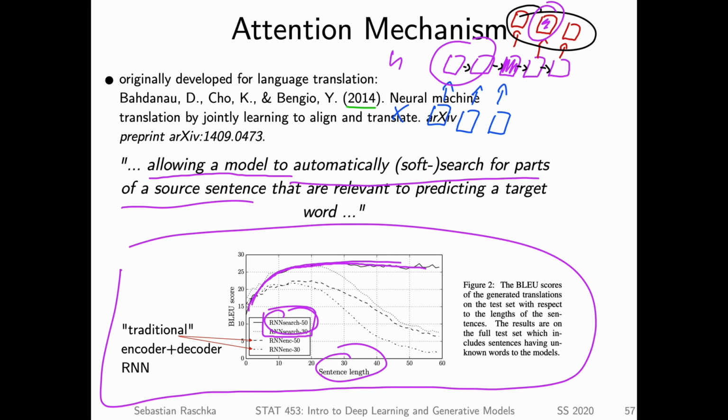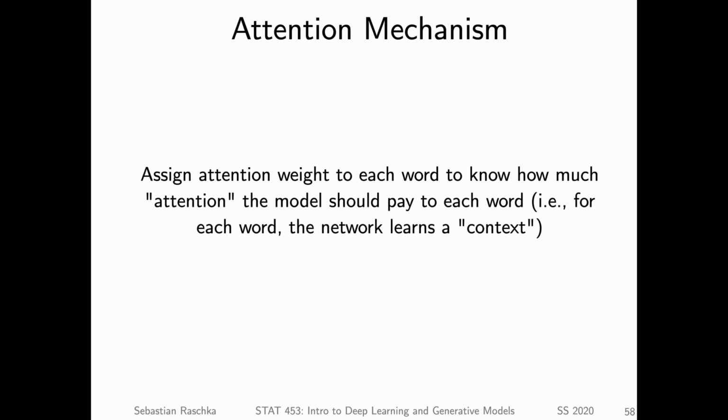So the attention mechanism is helping the network to perform better in the translation task, because then it doesn't really have to rely only on this part here, but it can look at the whole input. For each time step here, it can take a look at all the inputs again with a certain weight and look at which are important. The key part in attention is to assign an attention weight to each word to know how much attention the model should pay to each word. For each word, the network learns the context of the word.